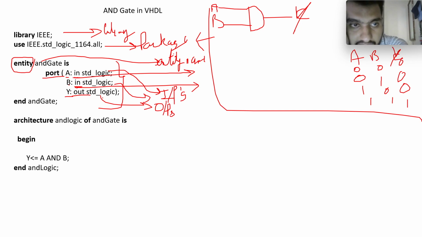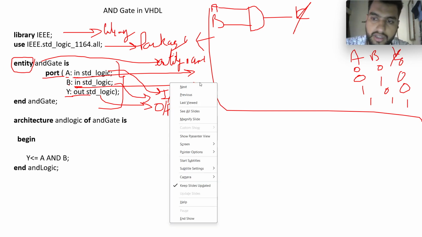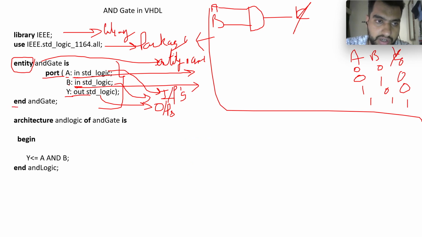And see right here, this entity AND gate is port followed by parenthesis, then A colon in std_logic followed by semicolon, B colon in std_logic semicolon, then Y colon out std_logic followed by parenthesis, then semicolon. And now all the ports have been declared, their directions have been declared. Now we need to terminate this entity by using the keyword end. So this end tells me that we are terminating this entity, and then we write the entity name. This has to be similar to this, and then followed by the semicolon.